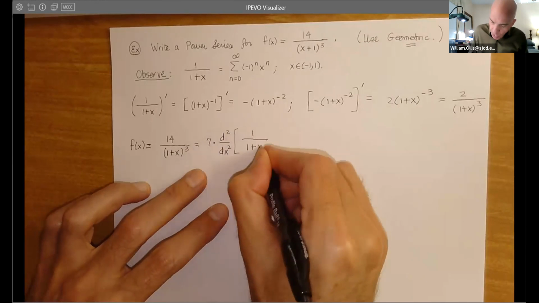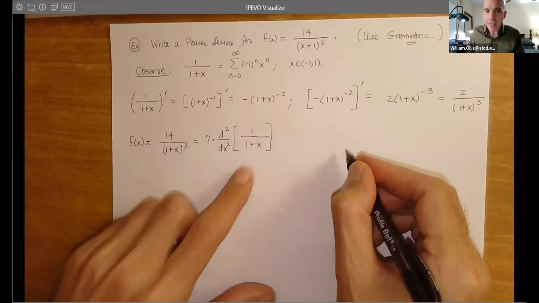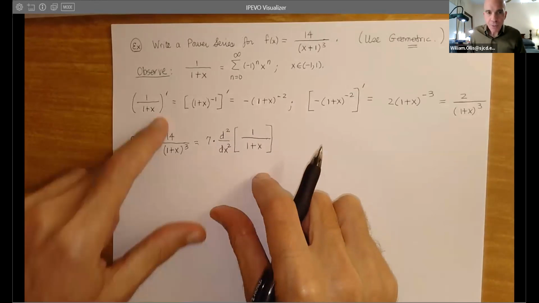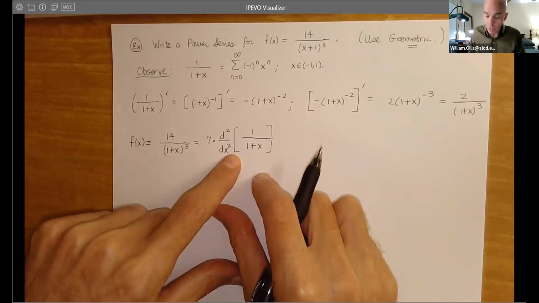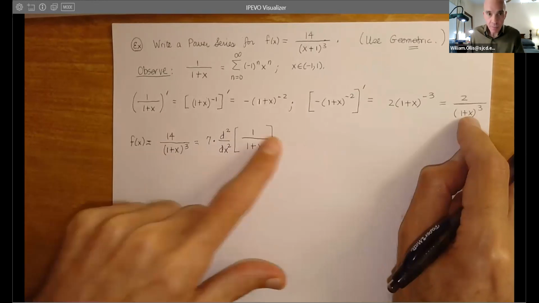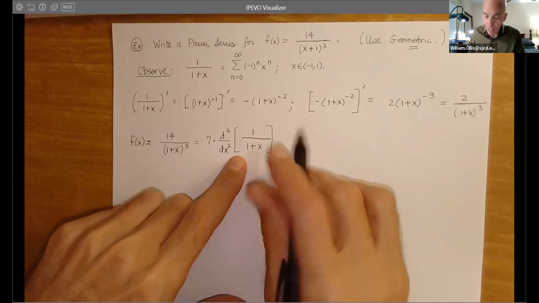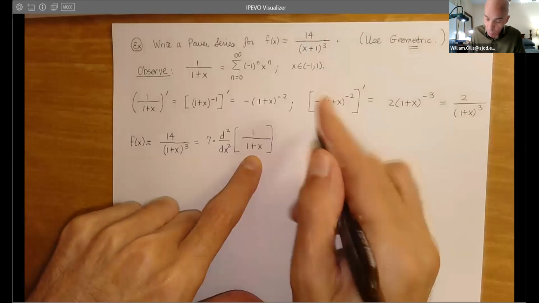So what we have to do, just like with the integrals, like I did before, we have to set up the calculus. So 14 over 1 plus x cubed is really 7 times the second derivative of 1 over 1 plus x, which we've just shown here. Constants moving in and out as we need. And so now we're thinking, okay, well, that's an infinite series. So we replace here and we're going to differentiate twice.